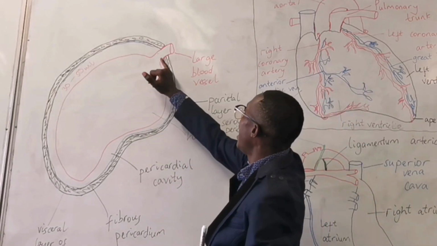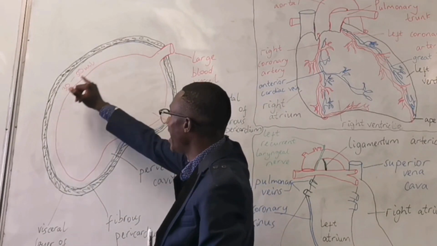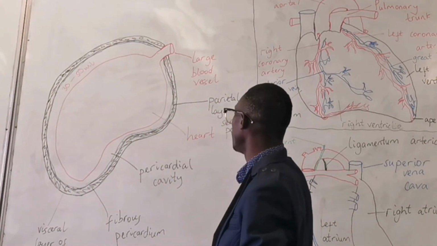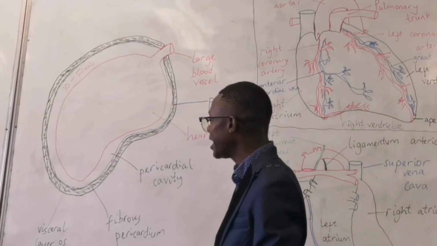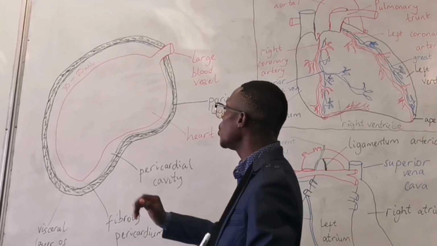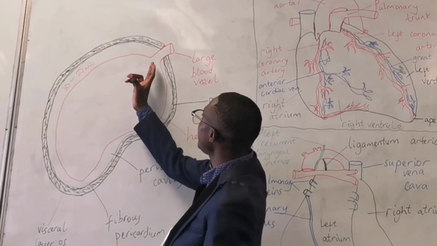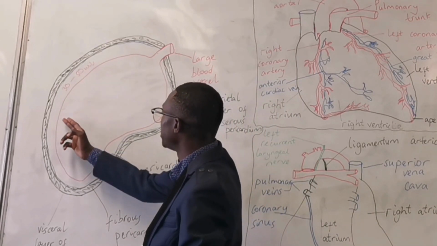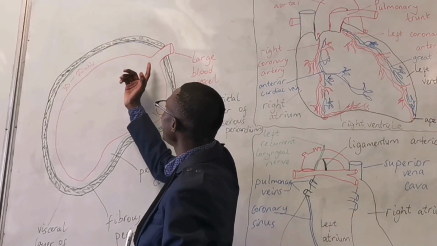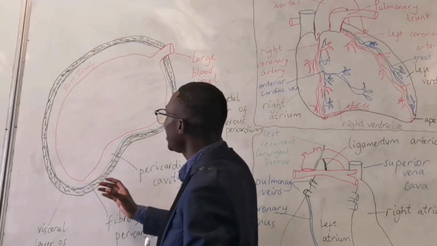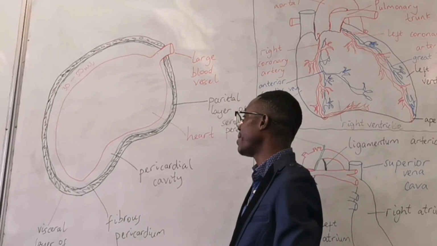Alright, so along the borders of the heart, the external surface of the heart, I said, we have the visceral layer of the serous pericardium. The visceral layer of the serous pericardium also secretes the serous fluid. And it is important because it covers the external surface of the heart. So it is often referred to as the epicardium. The epicardium.